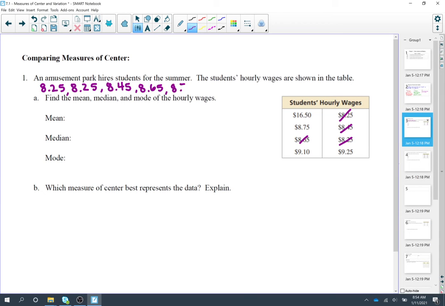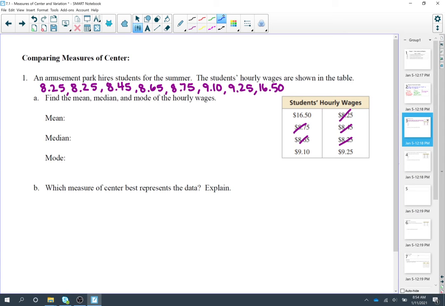Okay, and at this point, if you want to pause the video and do this on your own, and then turn the video back on when you think you're done. And then always check. If you check the table, we have 1, 2, 3, 4, 5, 6, 7, 8 numbers. And in your list, you have 1, 2, 3, 4, 5, 6, 7, 8 numbers. Just make sure you got them all.